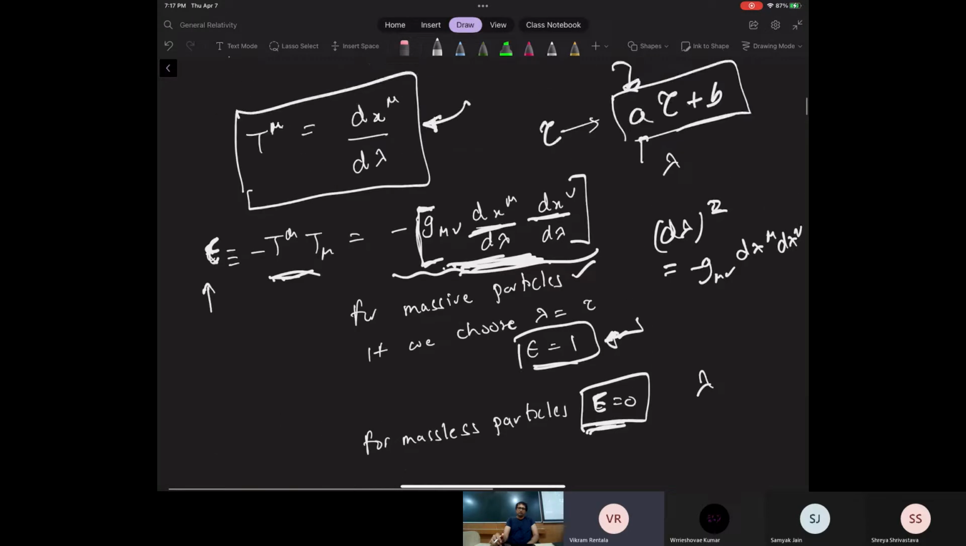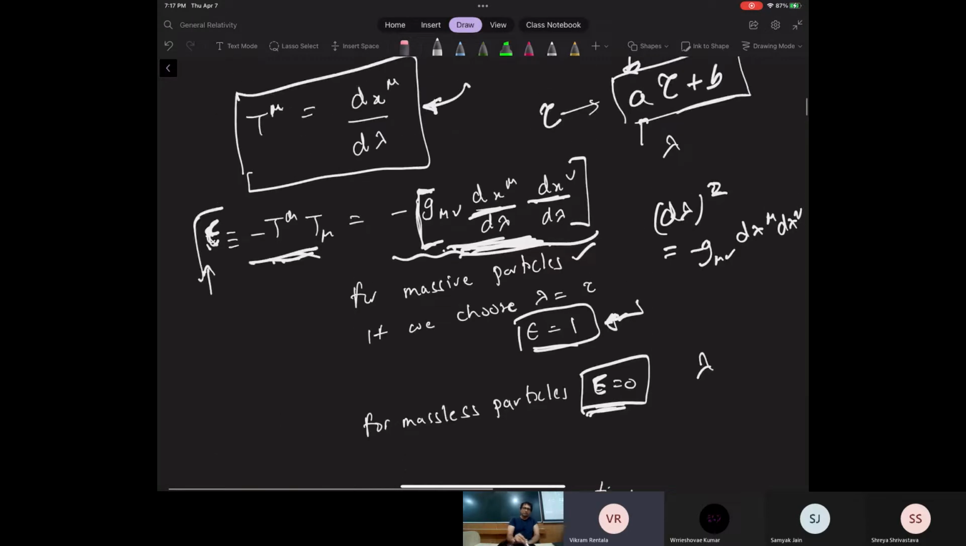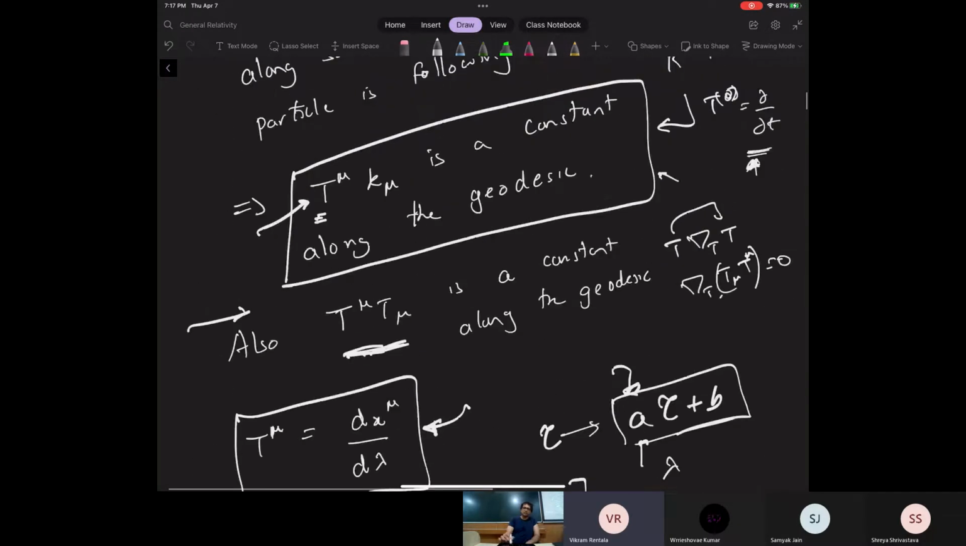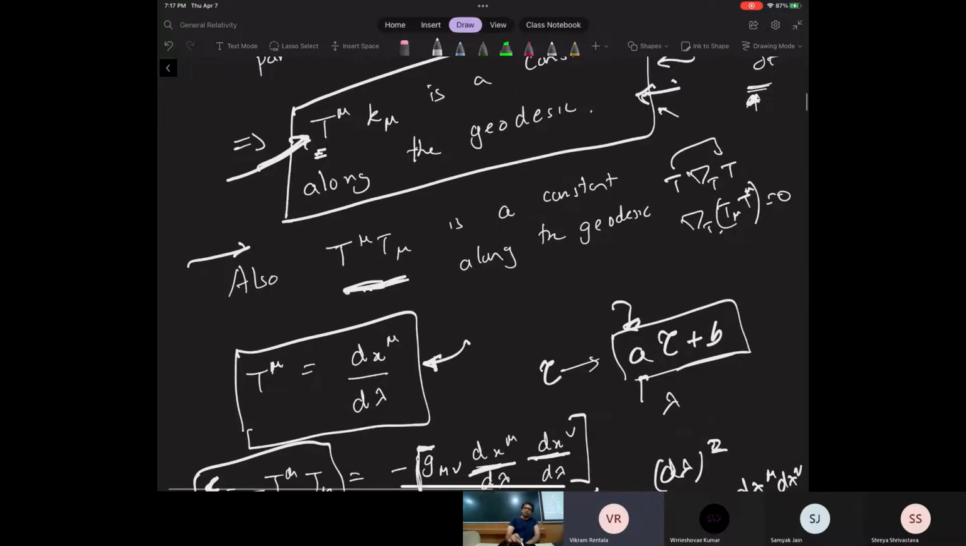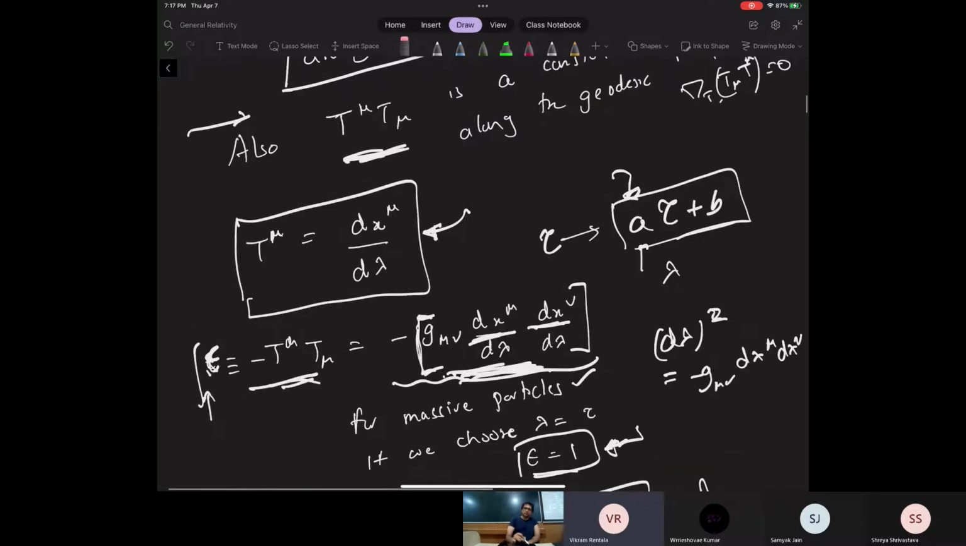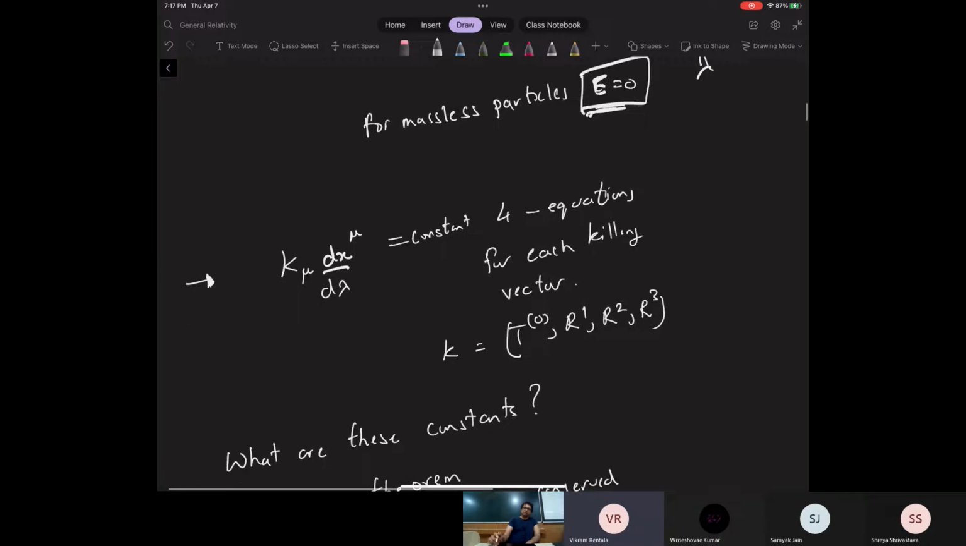Now, we understand one of the constants along the trajectory. We said t mu, k mu is a constant. There are 4 such constants, one for each Killing vector. So we understood one of those constants. We understood what this epsilon is: it's 1 for a massive particle and 0 for a massless particle. Now let's understand these other constants.